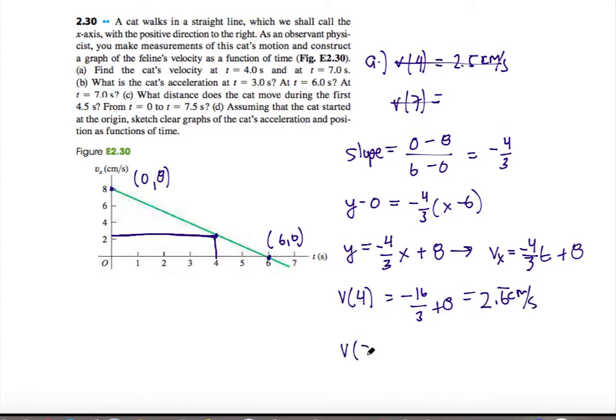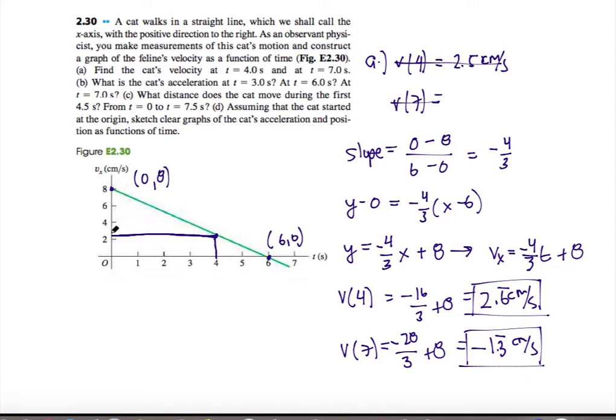And my velocity at 7 seconds will be, again with some calculator magic, or you can leave it in a terrible mixed fashion, negative 28/3 plus 8. We get negative 1.3 repeating centimeters per second. And so I can actually look at my graph and see if these are realistic numbers. So given my uncertainty here, this seems realistic to be about 2.6, and somewhere down here at 7 seconds, I assume that would be approximately negative 1.3.